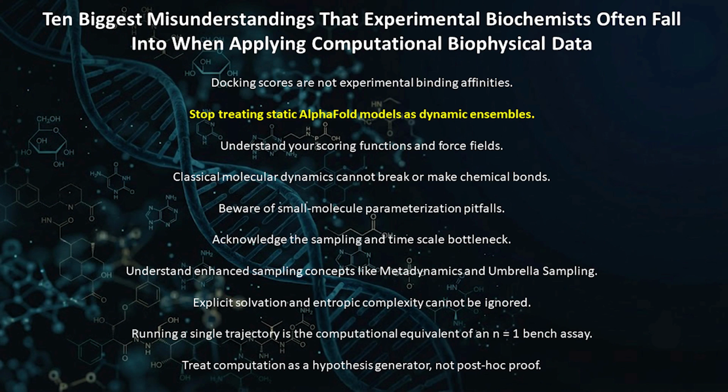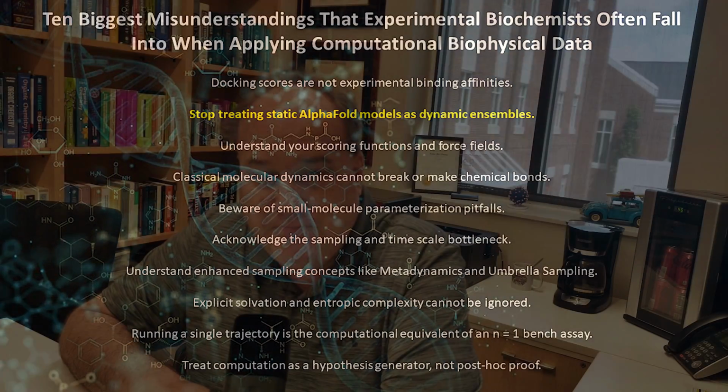So now let's move to tip number 2, and that's to stop treating AlphaFold models as dynamic ensembles. And so tools like AlphaFold, OmegaFold, RosettaFold, ESMFold, they've certainly revolutionized how we design constructs, pick mutation sites, and interpret low-resolution electron density.